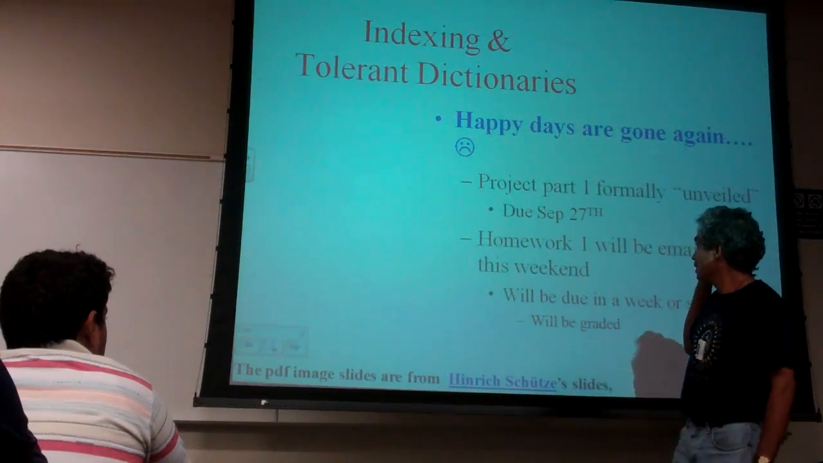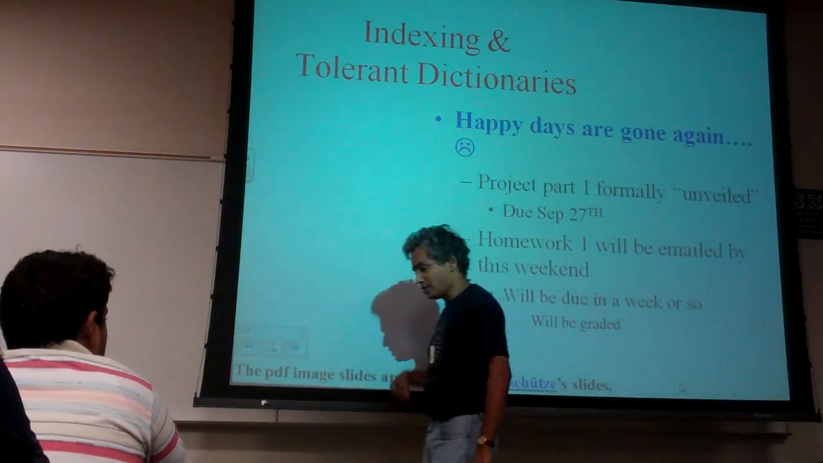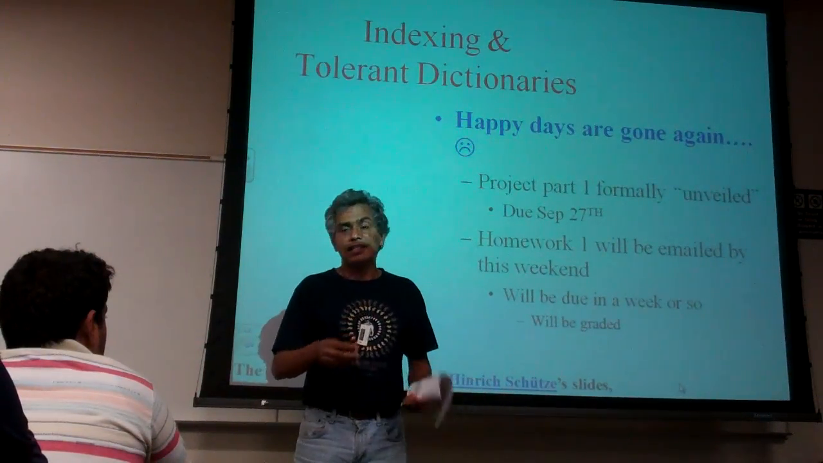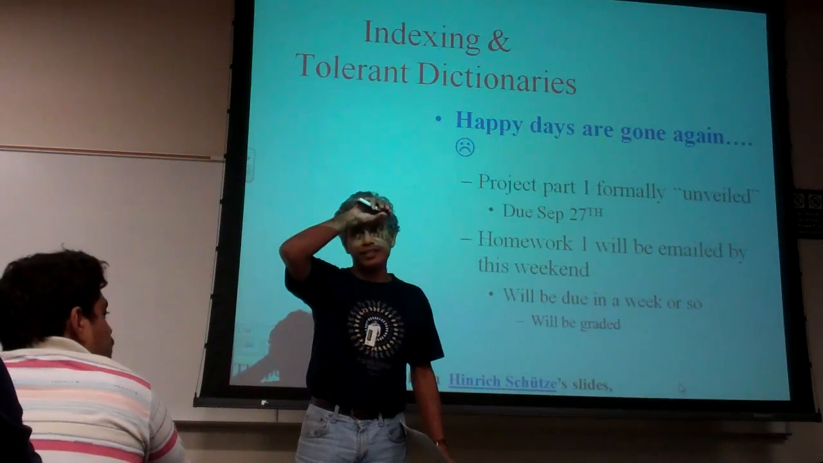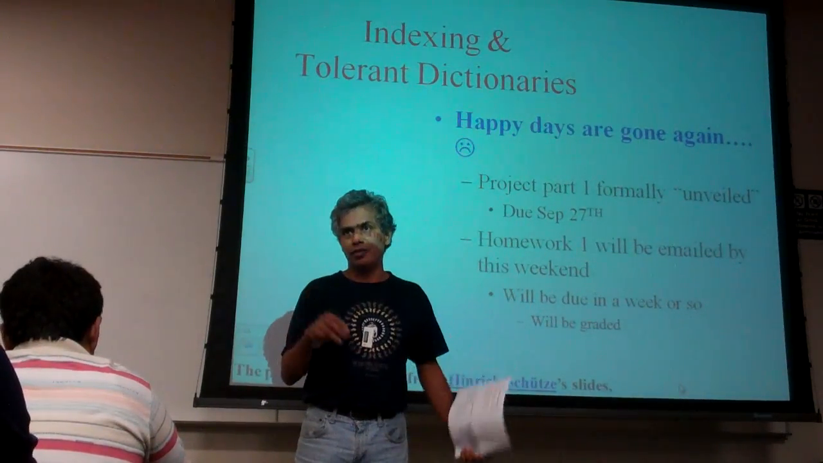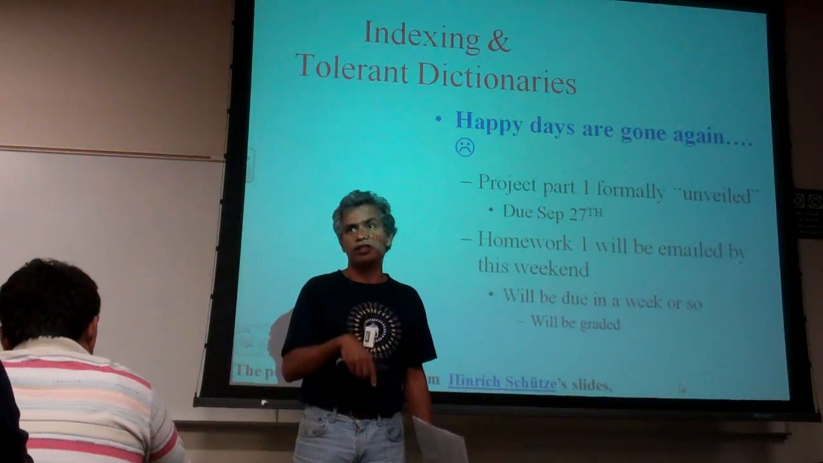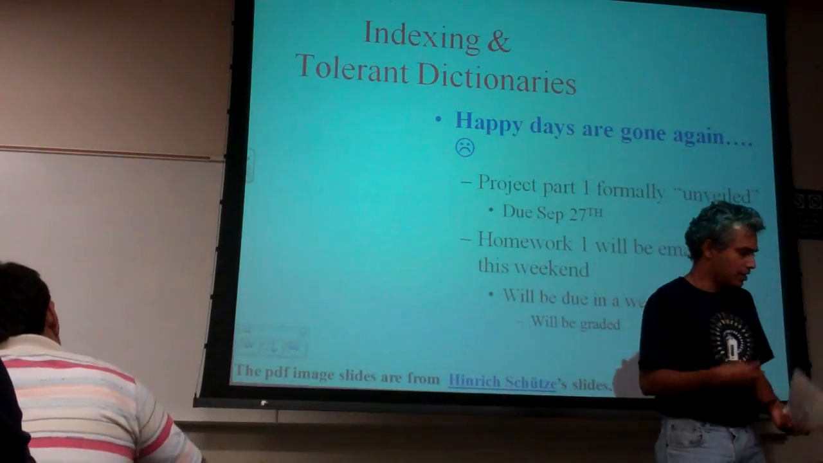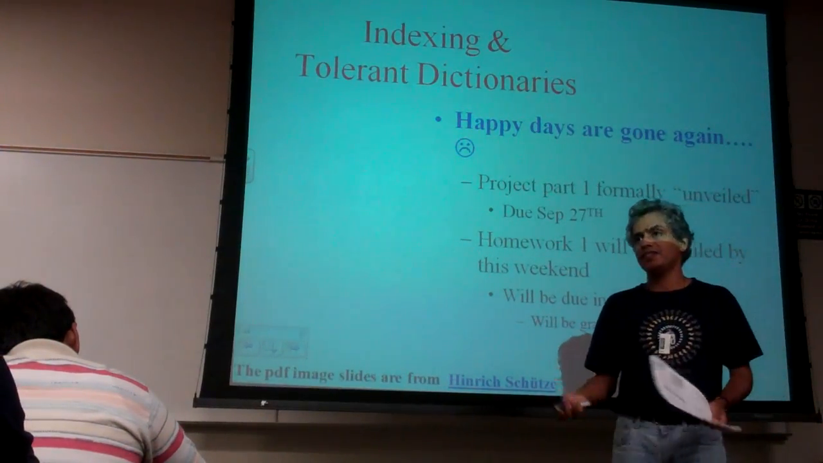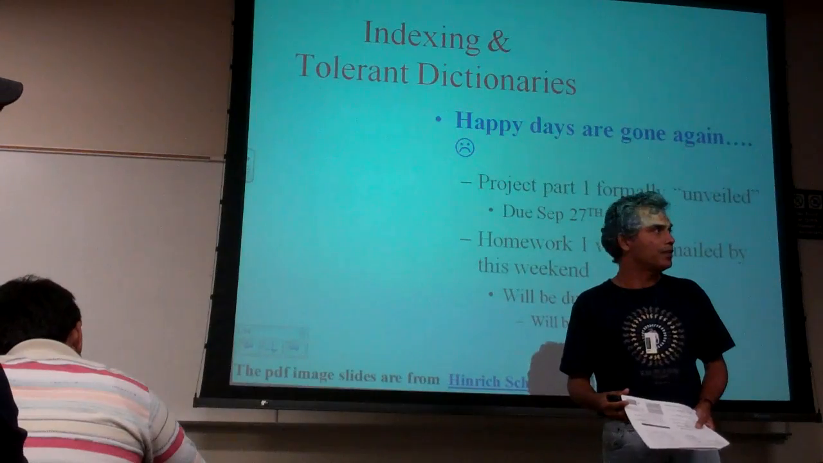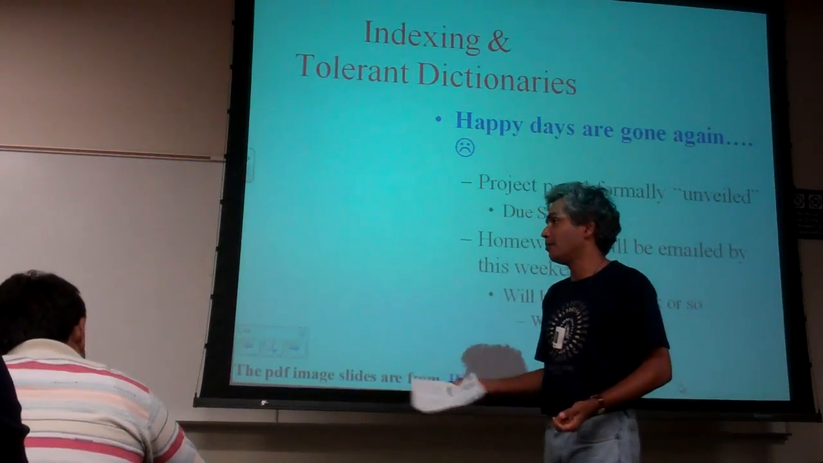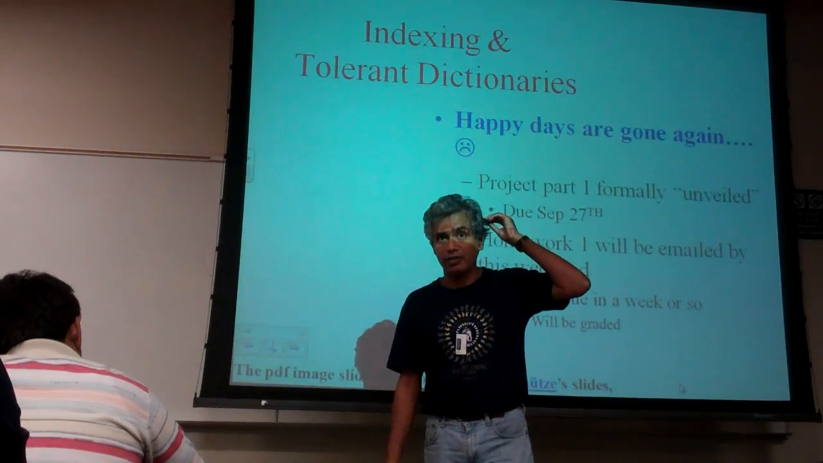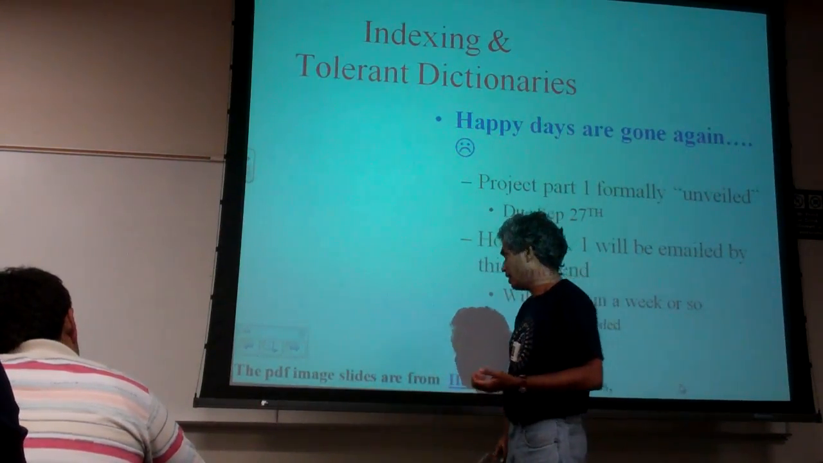We also have enough topics now that I'm going to send you a homework on all the things we have discussed till now. The one on matrices is a refresher, but this other one would be about the things we discussed: vector space similarity, Jaccard similarity, plus some of the stuff we'll discuss today, inverted indices, and also tolerant dictionaries, which I hope to get to today.